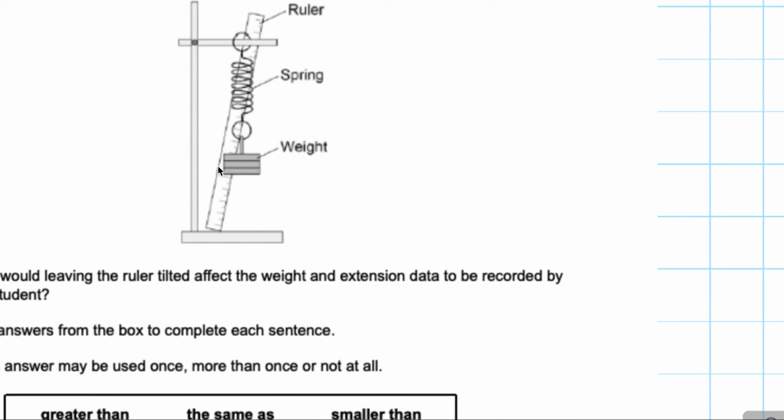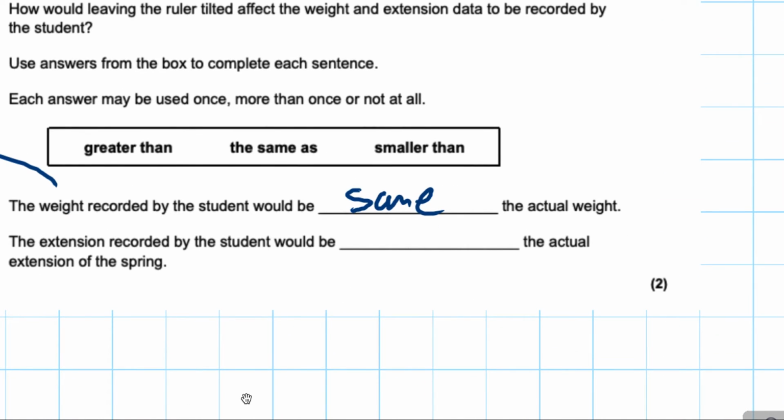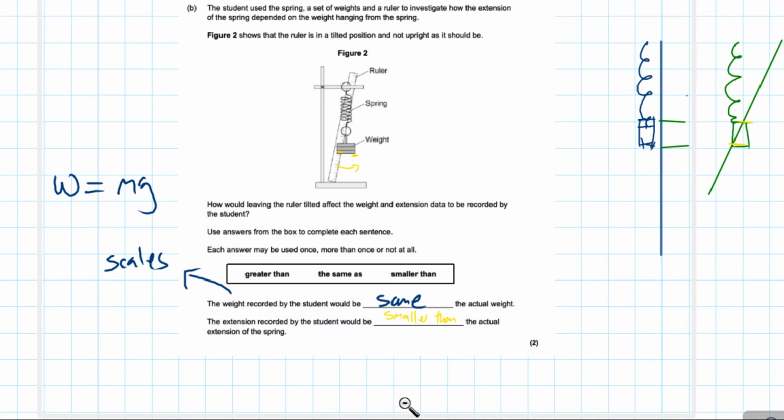Because if you measured it normally, your normal measurement would be somewhere here. When you bring your ruler round, your measured one would actually be here. So we can see that there's going to be a slightly smaller increase. So the extension recorded by the student would be smaller than the actual extension of the spring. So if you change the ruler so it's wonky, then you're going to get a smaller extension than if you measured it properly.